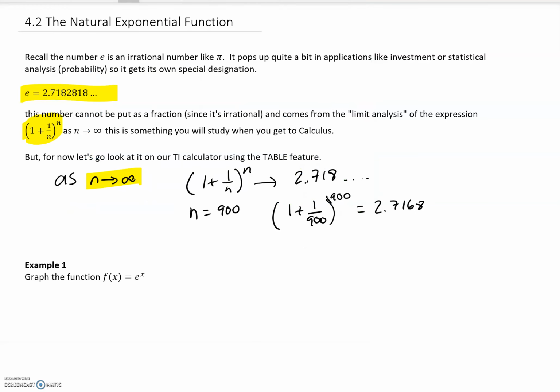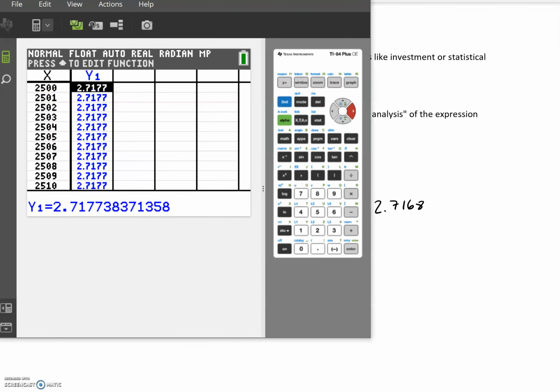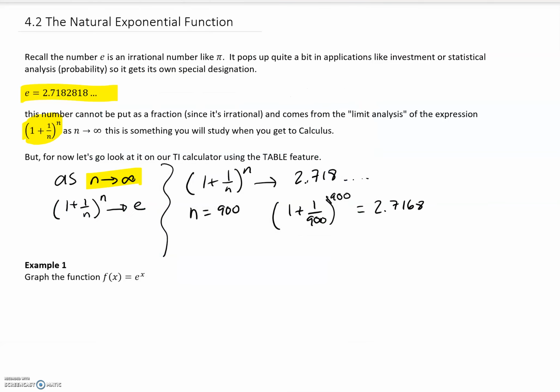So for now, we're just going to say, as n goes to infinity, this expression, (1 + 1/n)^n, is going to get closer and closer to the number e. Again, this is something you'll study in detail in calculus. For right now, all we're doing is just looking at a table of values and seeing that the bigger the input gets, the output gets closer and closer to the number e. Now, e, as far as you're concerned, is approximately 2.718.